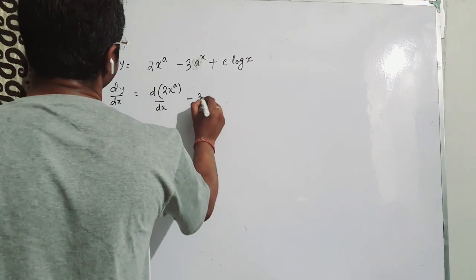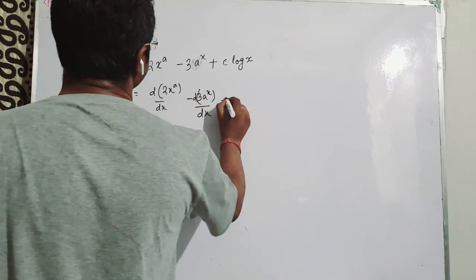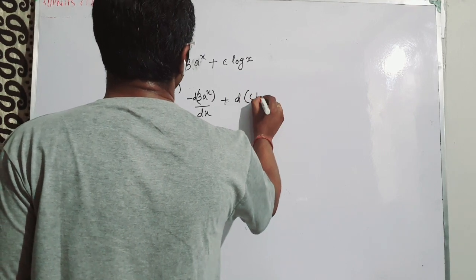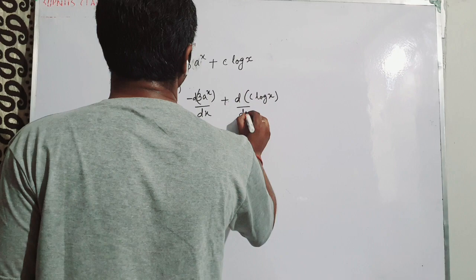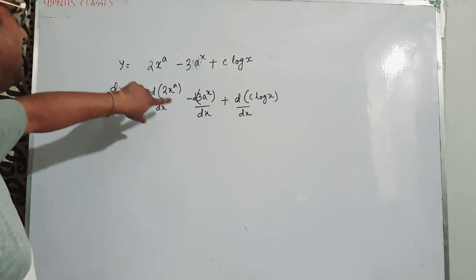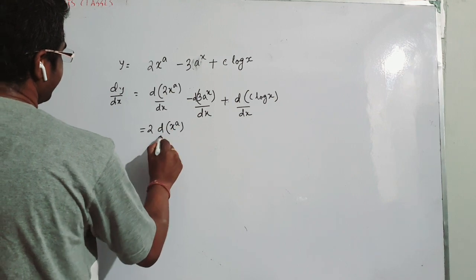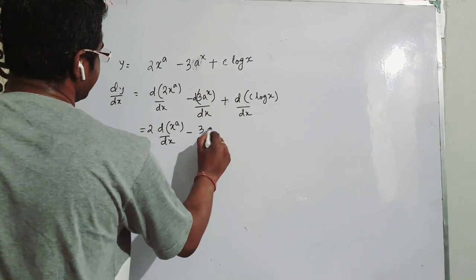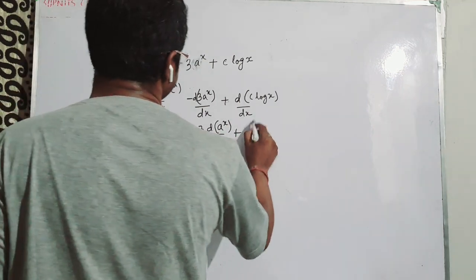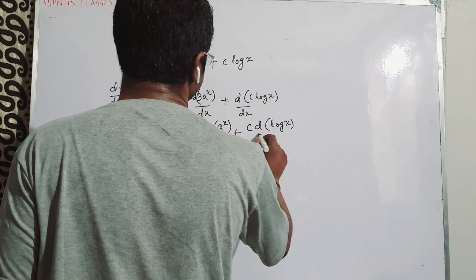dy/dx equals d(2x^a)/dx minus d(3a^x)/dx plus d(c log x)/dx. Okay guys, now this constant term you can bring outside because this constant term doesn't change, no problem. So 2 d x to the power a by dx minus 3 d a to the power x by dx plus c, you can take out, d log x by dx.